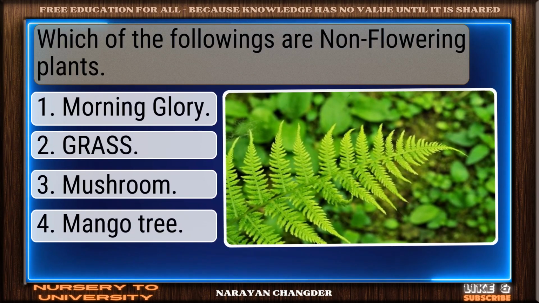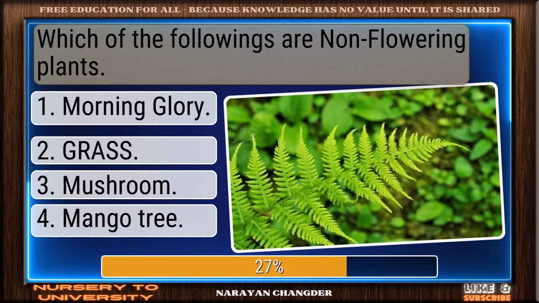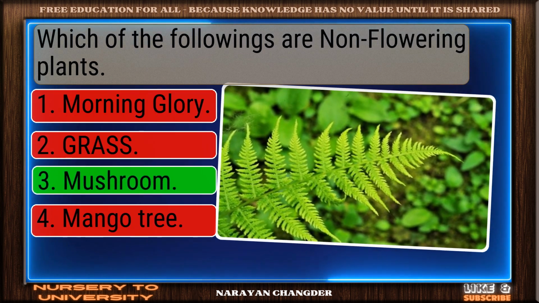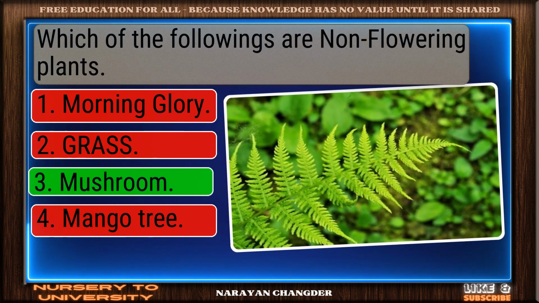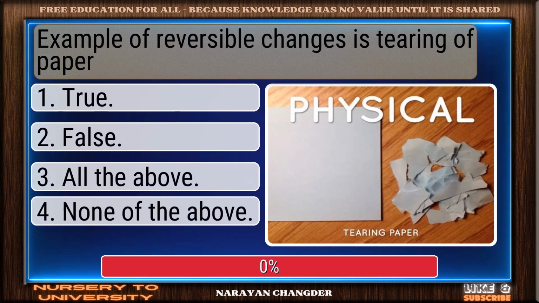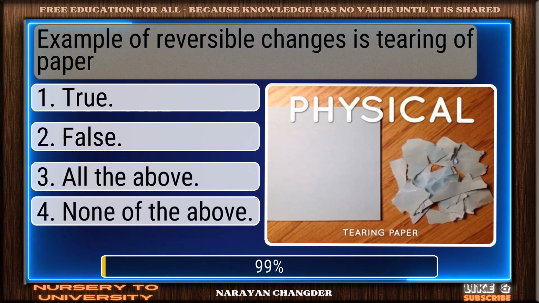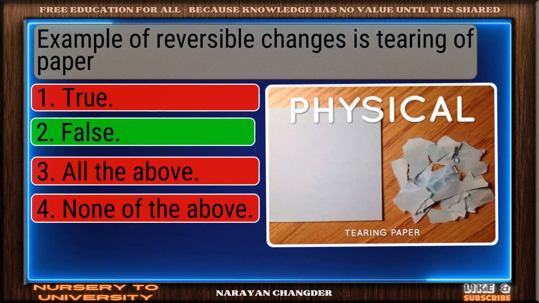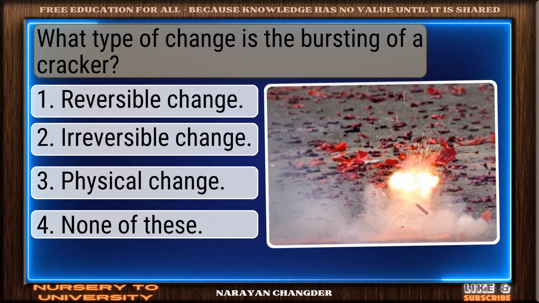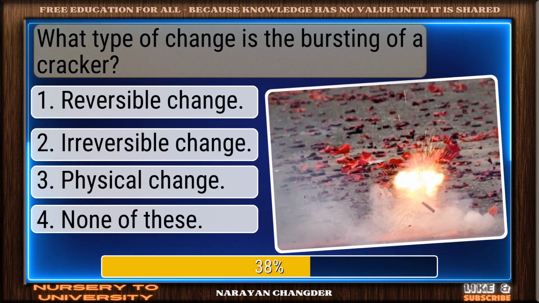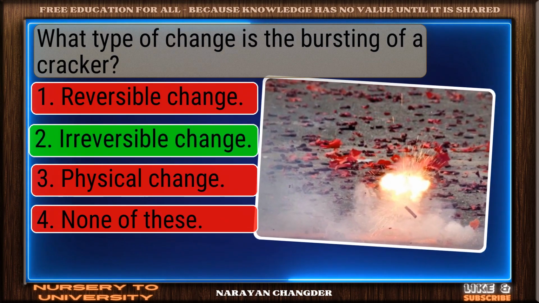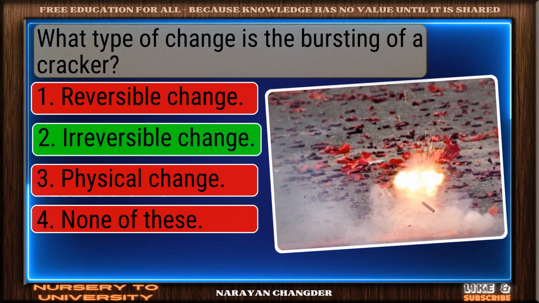Which of the following are non-flowering plants? Exactly. Mushroom makes sense, and it is right choice. Example of reversible changes is tearing of paper. Clear logic. Your choice false is sound and 100% true. What type of change is the bursting of a cracker? Right again. Irreversible change is a valid answer.